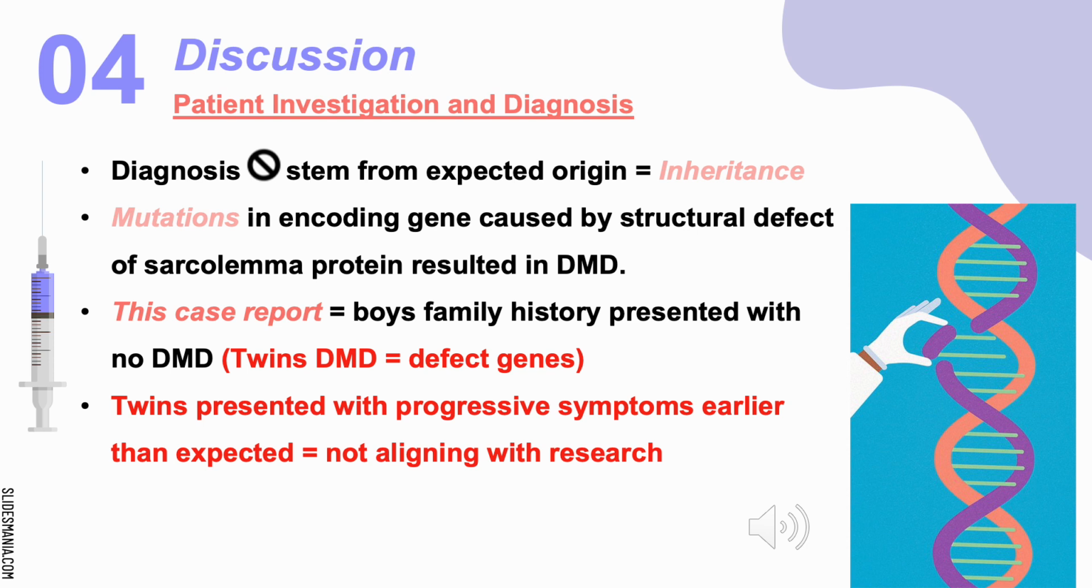In this case report, identical twin boys were diagnosed with DMD at an early age of 3, presenting with progressive signs earlier than expected, such as respiratory issues and cardiac manifestations, which are only expected at an older age according to research. Diagnosis of DMD at 30 months was not made. However, DMD was present earlier than when they were misdiagnosed with a vitamin D shortage.